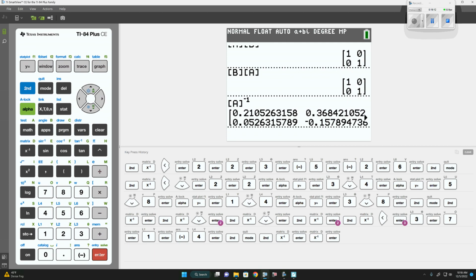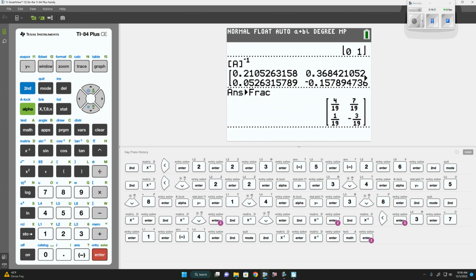But we do have a way to turn it back into a fraction, yes? Math, enter, enter. We'll turn it back into fractions. So this here is the inverse of this matrix.